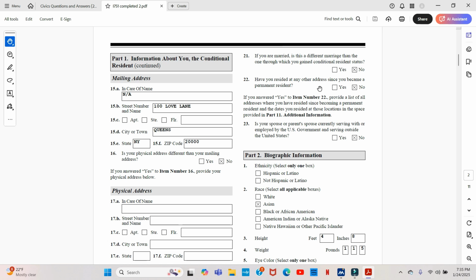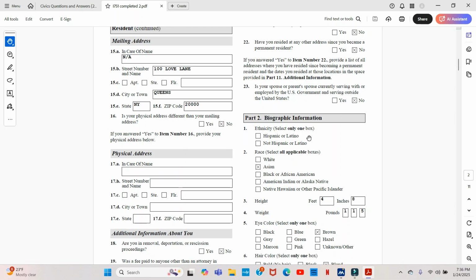Have you resided at any other address since you became a permanent resident? If your answer is yes, then provide a list of all addresses where you have resided since becoming a permanent resident and the dates you resided at those locations in the space provided in Part 11, Additional Information. Is your spouse or parent spouse currently serving with or employed by the U.S. government and serving outside the United States? Select what's applicable to you here.